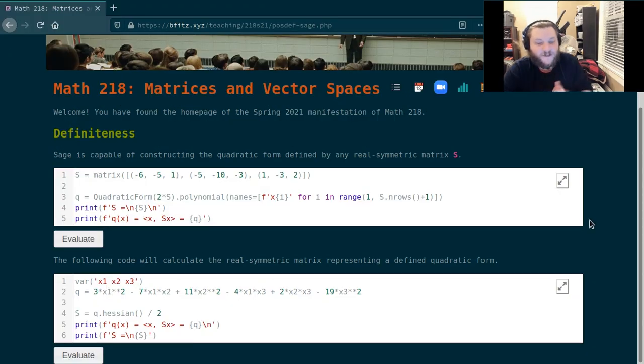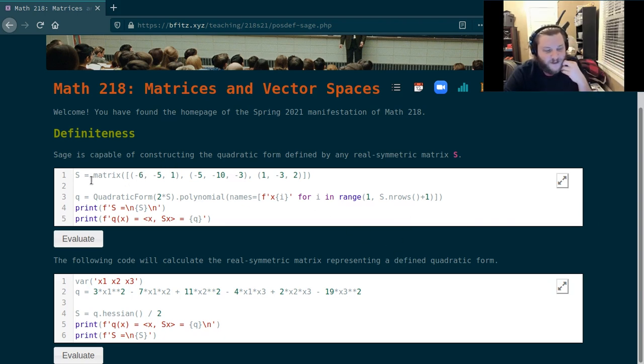All right, so we just finished our lecture on definiteness, which is really a dissection of the theory of quadratic forms. Remember that quadratic forms are represented by real symmetric matrices. So there's this sort of dictionary between the world of quadratic forms and the world of real symmetric matrices. If you give me one, I can tell you what the other is. And I've written two pieces of code which accomplishes that.